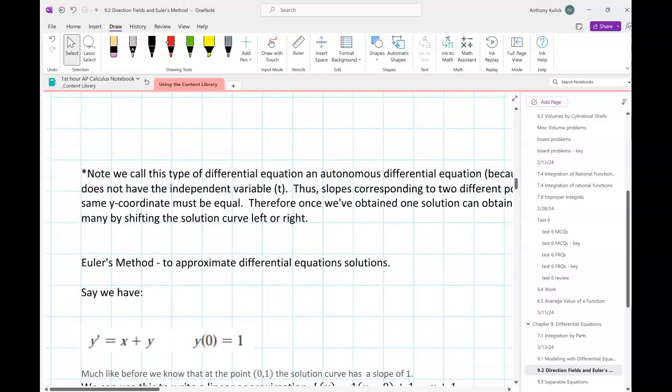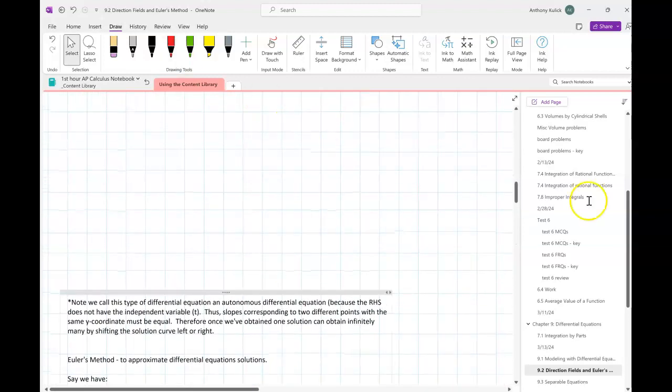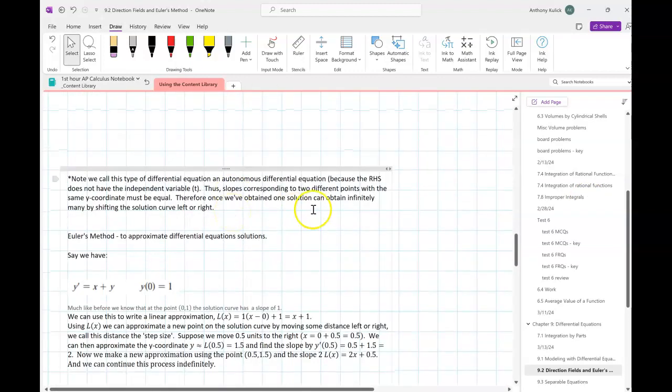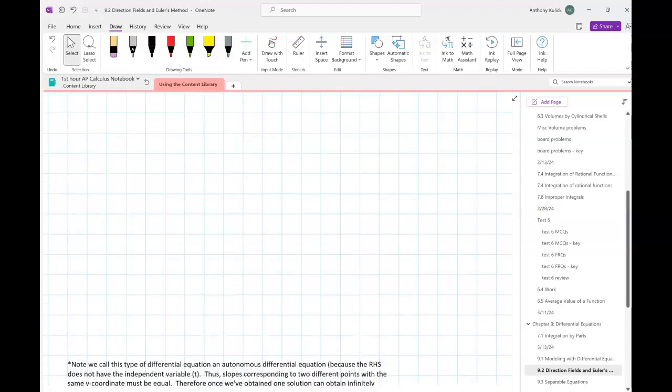Where's the rest of my stuff? That feels like there's something there that I deleted somehow.